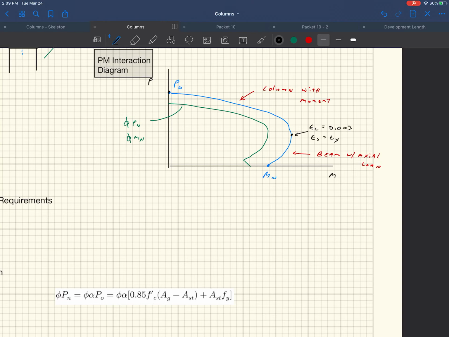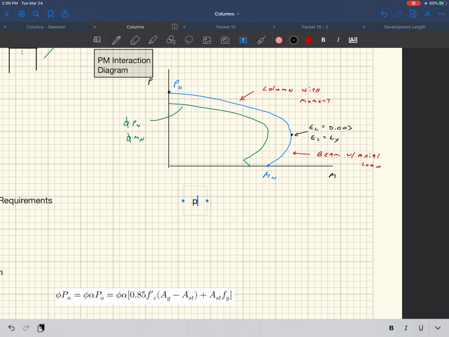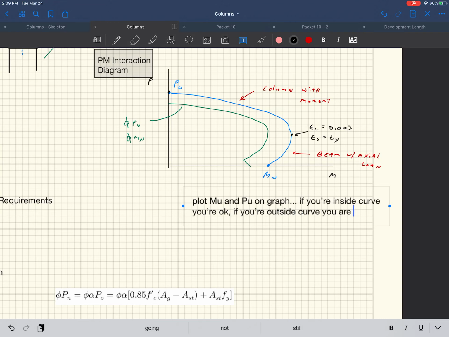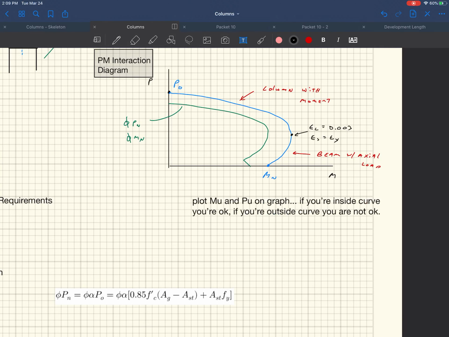Let me write this down. Plot MU and PU on the graph. If you're inside the curve, you're okay. If you're outside the curve, you're not. Okay. All right.